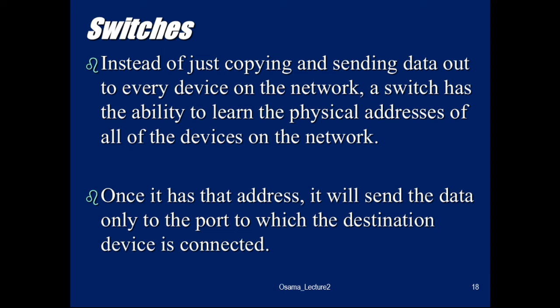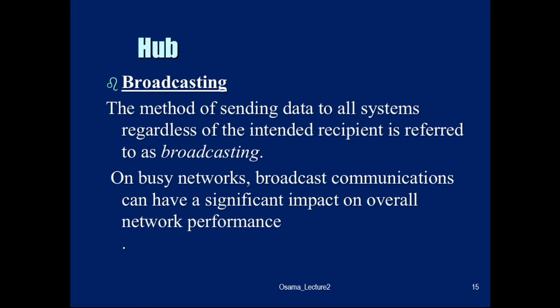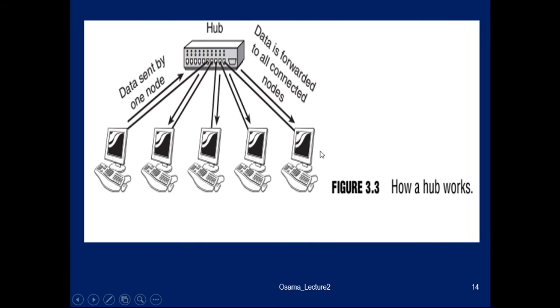Now number 3, the switch. The problem with the hub was more traffic and decreased performance, because the data is sent to all the nodes, the broadcasting. We need to try to fix this problem. Instead of the data being sent to all the nodes, I need this data to be sent just to the reception node, only to computer number 2 instead of 3 or 4 or 5.